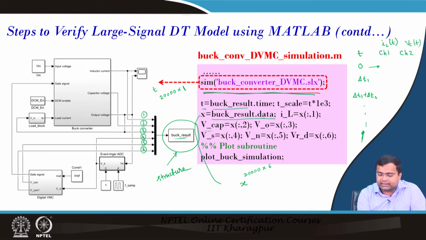Once you take all of them separately, you can call them output voltage, capacitor voltage, sample voltage, inductor current. Inductor current is the first channel, so it will take the first channel and all the data here, and like that it can capture. Then we will have a plot command.